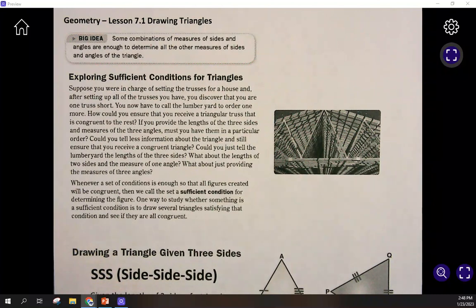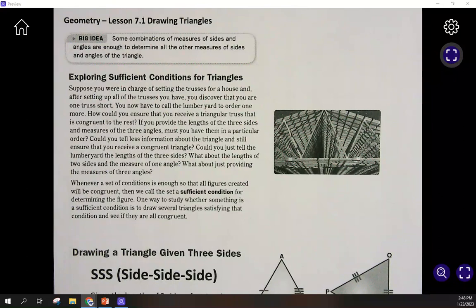This is geometry lesson 7.1. We're going to start exploring triangles and what makes them congruent, how much information is needed to prove that two triangles are congruent. Remember, congruent means the same size. And today we're just going to start with the basics, as this is the first lesson in chapter 7.